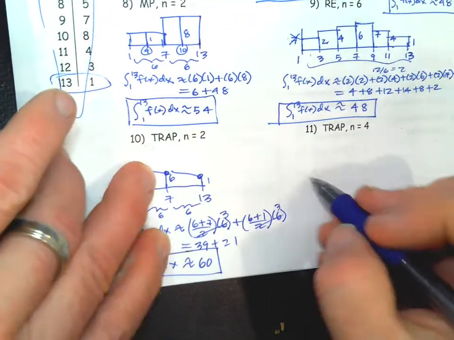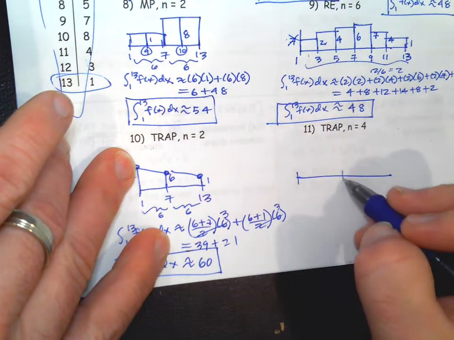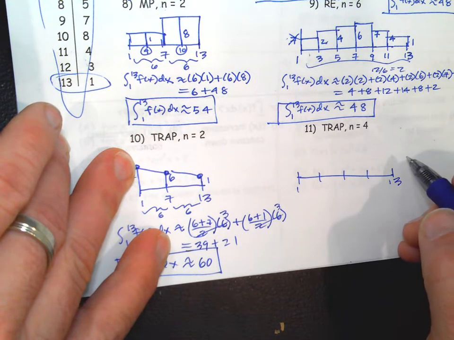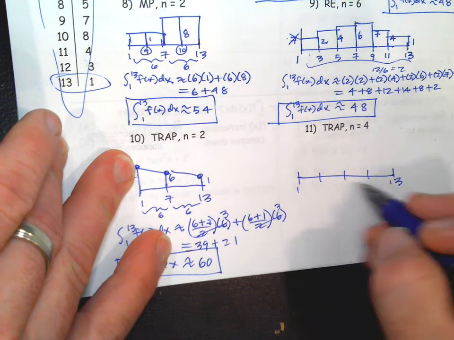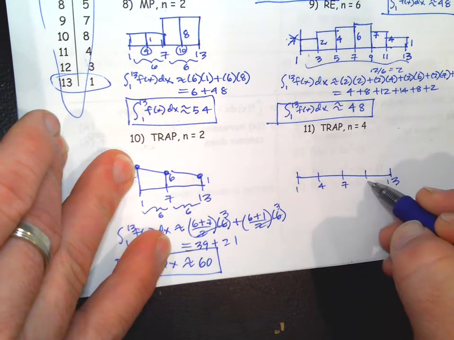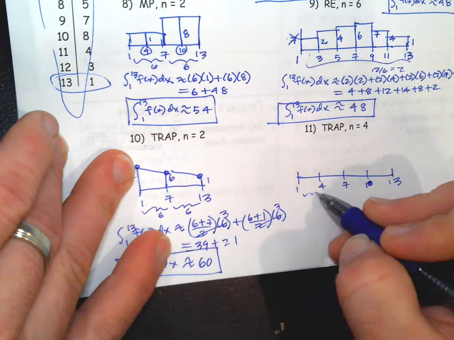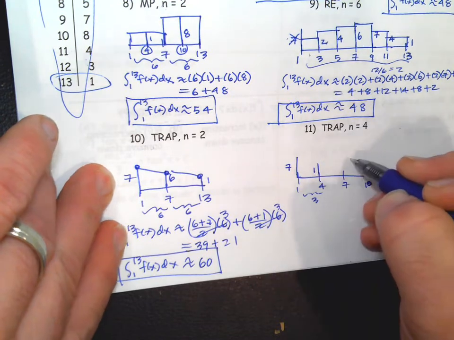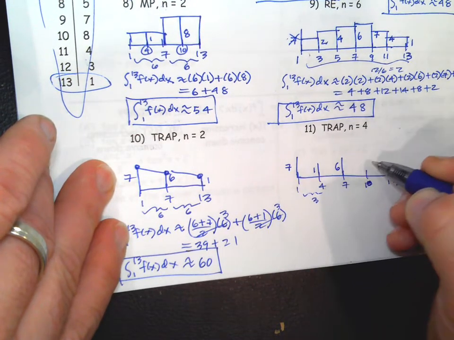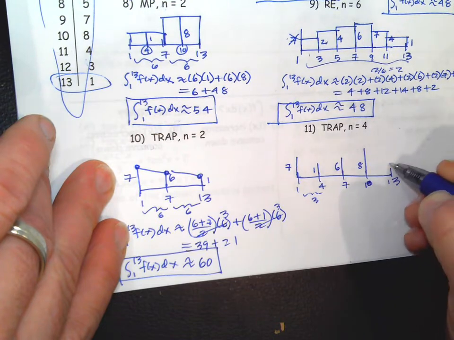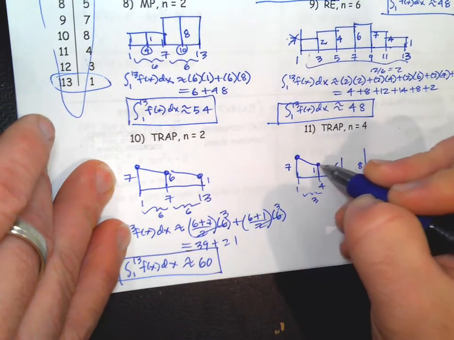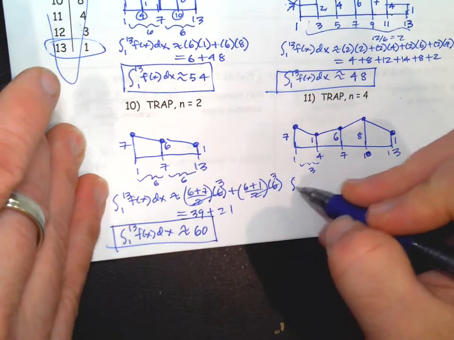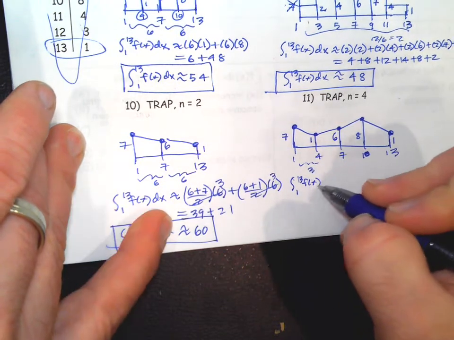Okay, next one is trapezoid with 4. 1 to 13. I don't think we've done a 4 yet. So it's 12 divided by 4 is 3, so it's going to be 4, 7, 10, 13. Right? And so at 1, we're at 7, at 4, we're at 6, at 7, we're at 8, at 10, at 13, we're at 1. So we're going to connect all these to make little trapezoids. And this picture is really just to help me set it up.